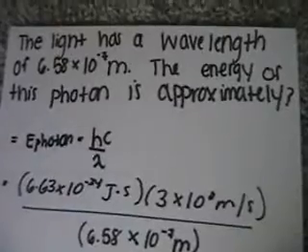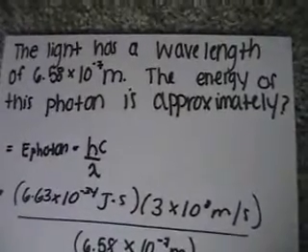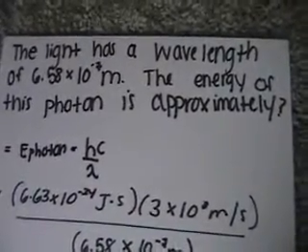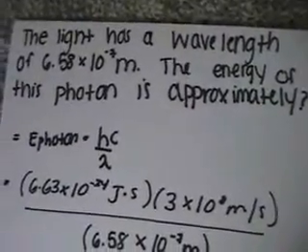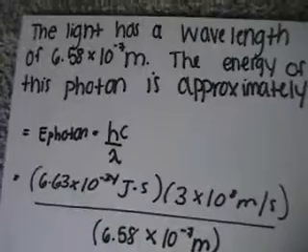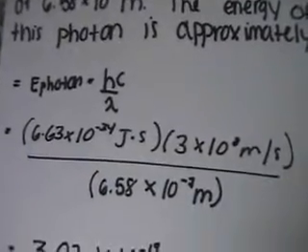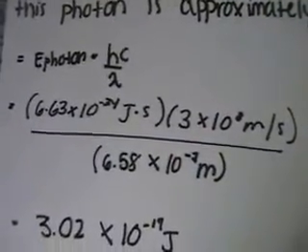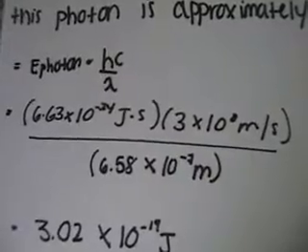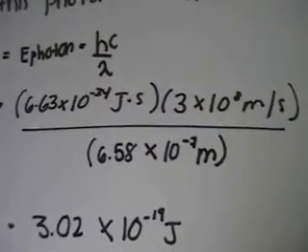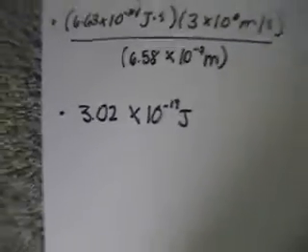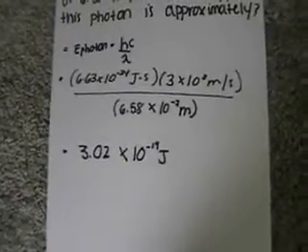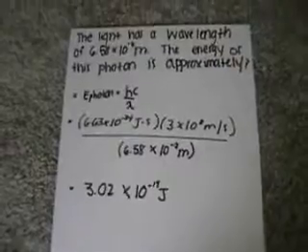Let's try an example. The light has a wavelength of 6.58 times 10 to the negative 7 meters. What is the energy of this photon? For this, we would use hc all over wavelength. h and c are Planck's constant and the speed of light in a vacuum. We divide that by the wavelength of 6.58 times 10 to the negative 7th meters. After we do this, we get the answer of 3.02 times 10 to the negative 19 joules.